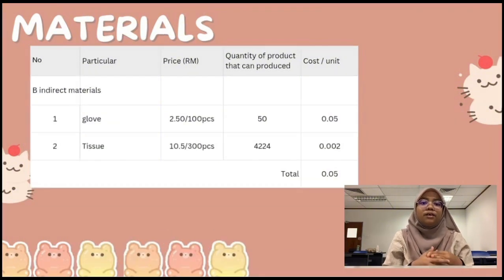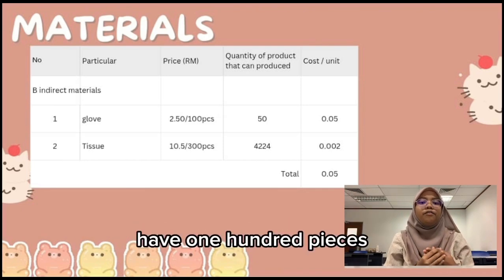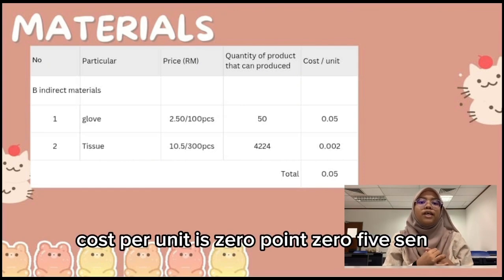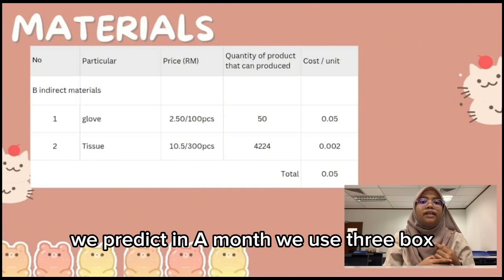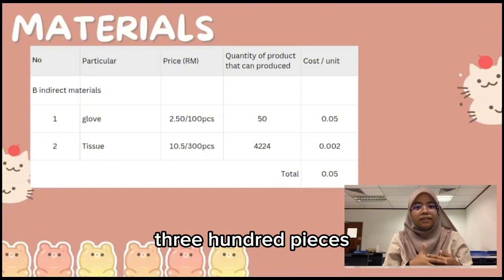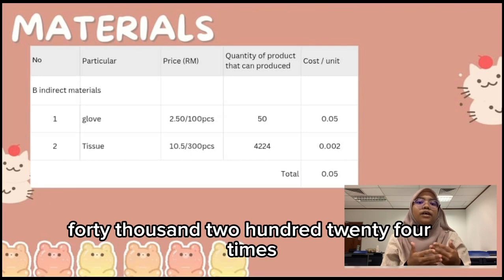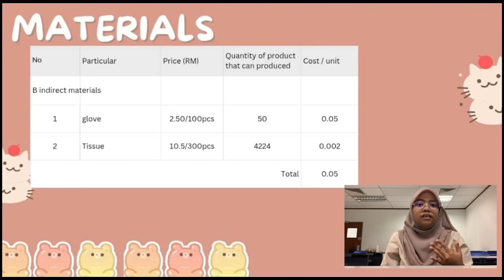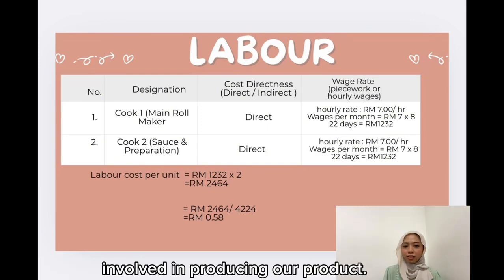For indirect materials, we have 2 materials, which are glove and tissue. Glove, 1 box has 100 pieces, so we use 50 for 2 workers. Cost per unit is 0.05 cent. And lastly, tissue, we predict in a month we use 3 boxes which contain 300 pieces. So we use 40,224 times, and the total cost for indirect material is 0.05 cent.